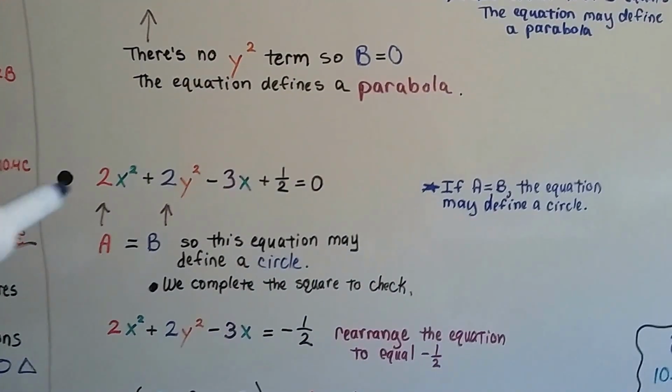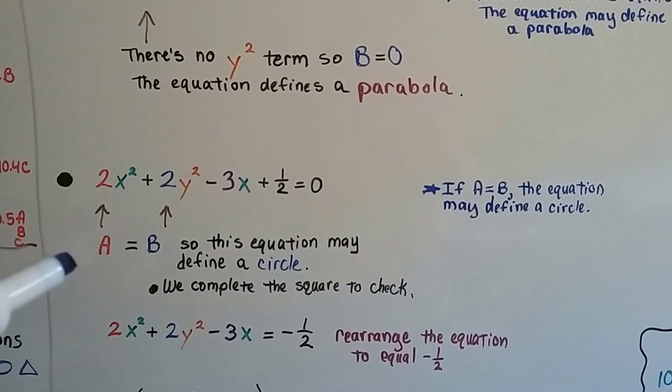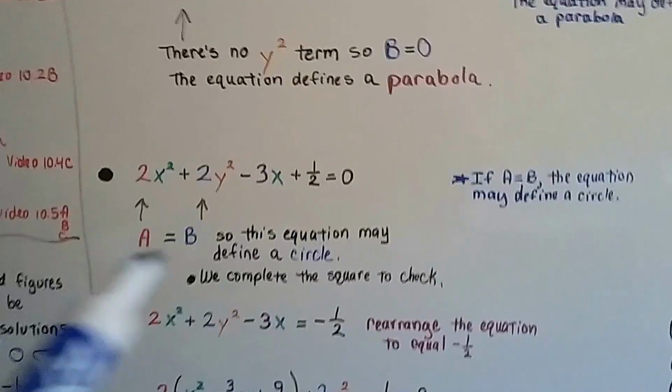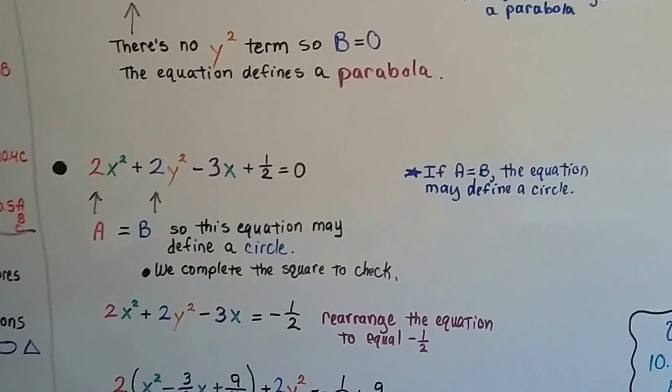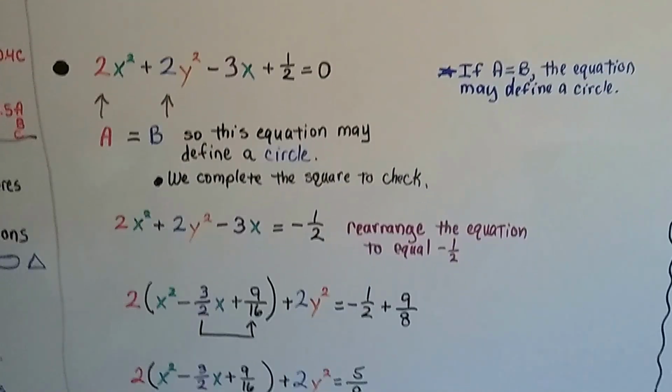Now take a look at this one. We have a positive 2 and a positive 2. Okay, so a equals b, so this equation may define a circle. All right? That's the rule. If a equals b, the equation may define a circle. But we need to complete the square to check this.